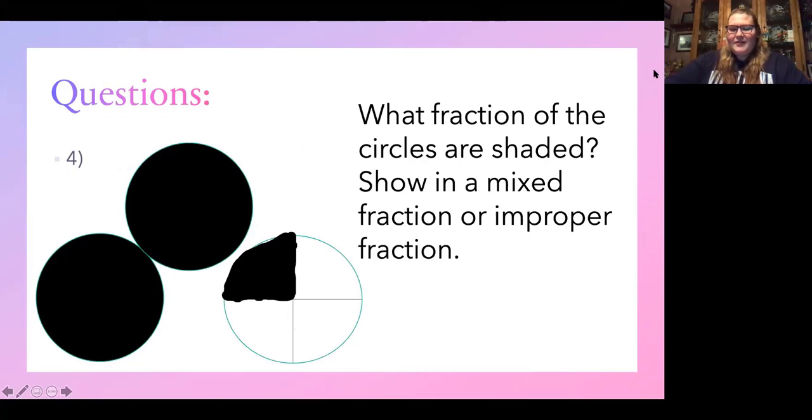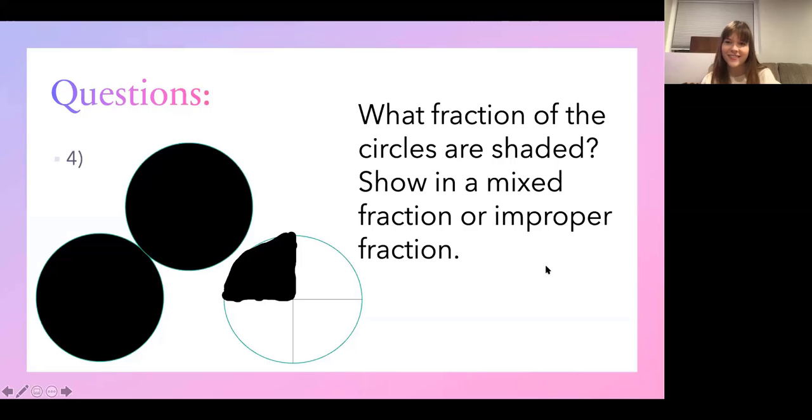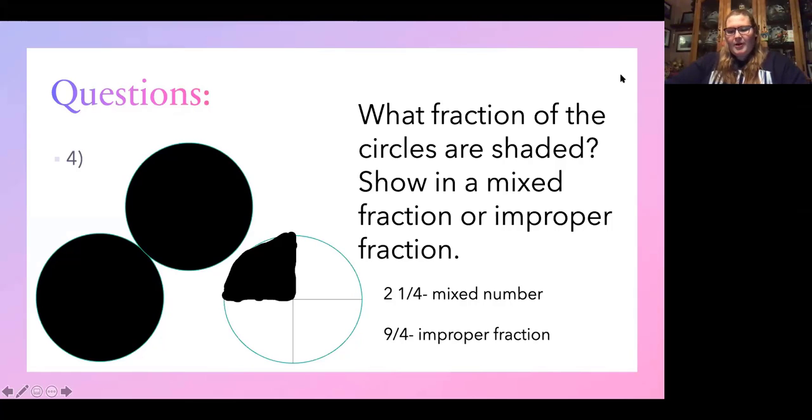All right, and last one. What fraction of the circles are shaded? You can either say it as a mixed number or an improper fraction. Justine? 2 1/4. Yep. And that would be the mixed number, and then the improper fraction would be 9/4.